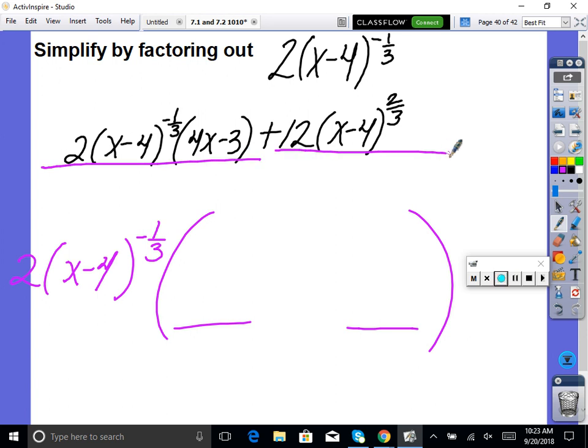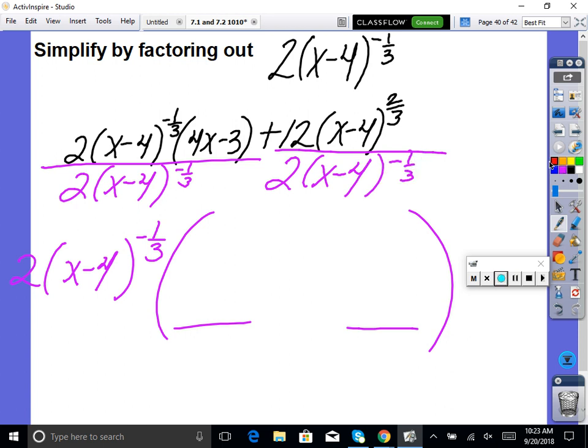So we pulled it out, so we divided out 2x minus 4 to the negative a third. We divided out 2x minus 4 to the negative a third. And let's see what's left over in each term. 2's divide out. Aren't those the same thing? And they divide out. So left would be 4x minus 3. Are we good with that?